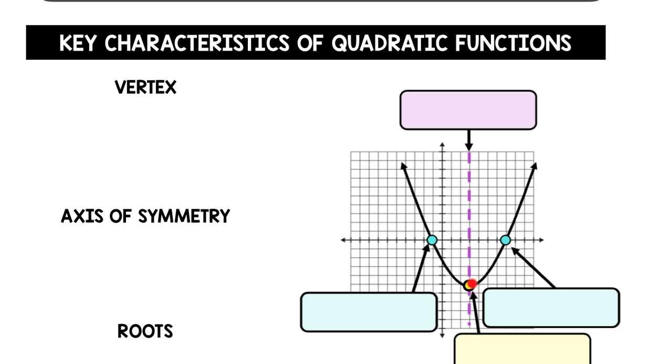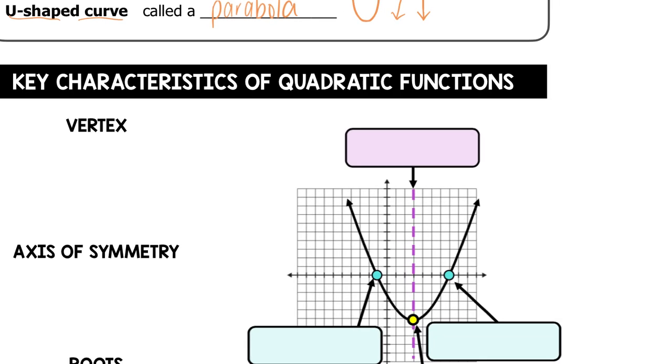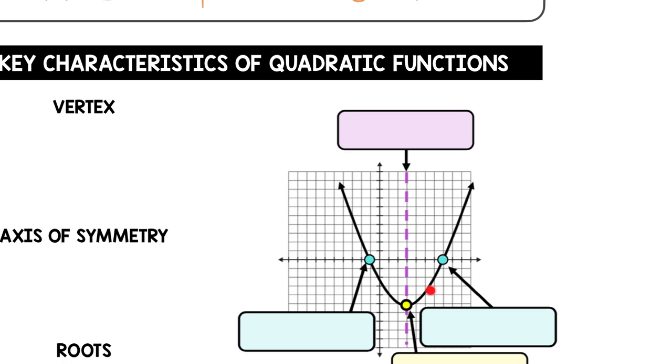It's either going to be the lowest part of the graph, or sometimes it might be the highest part of the graph. If the graph was upside down like this, then the vertex would be the highest point of the graph. And it's going to be right in the middle. So, it's going to be the same on both sides here. That vertex is going to be right in the middle of the graph. So we're going to label that point as the vertex.